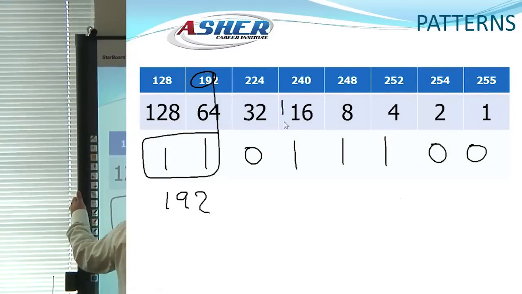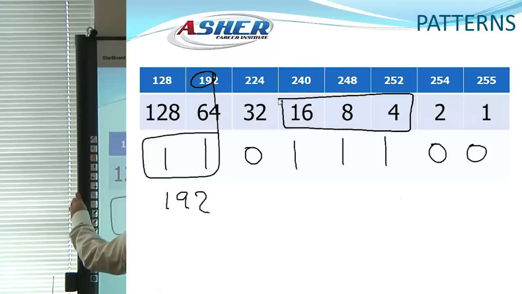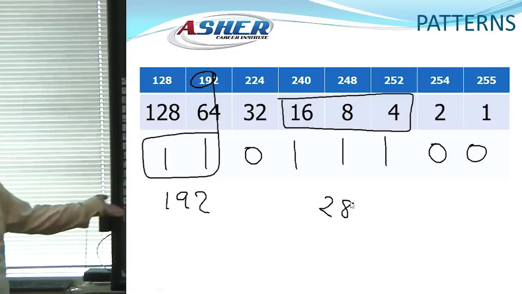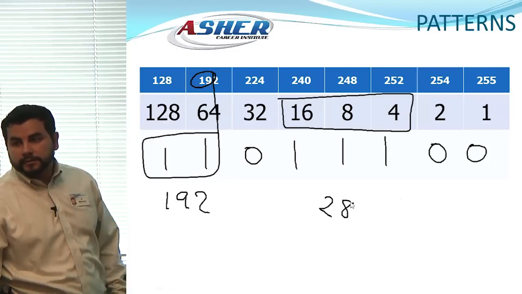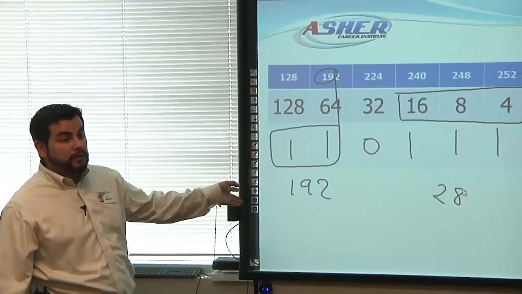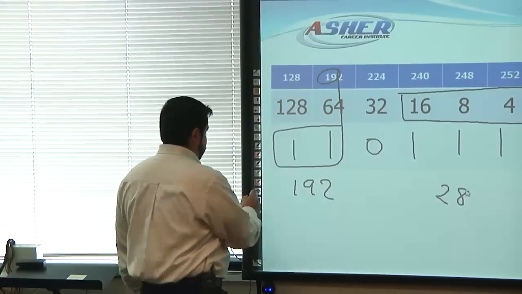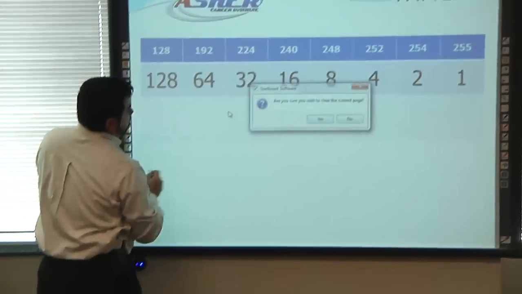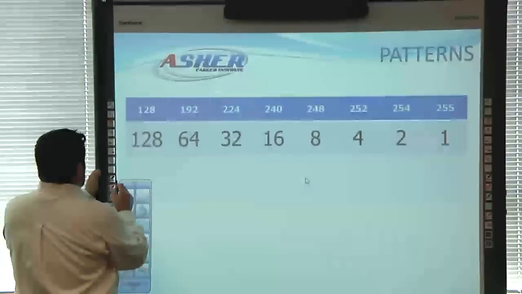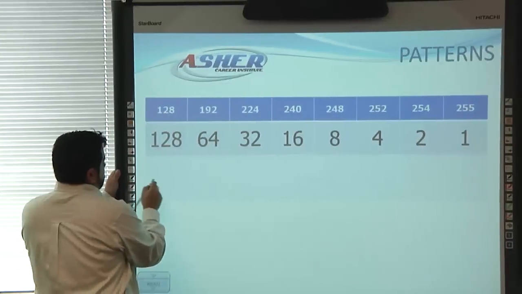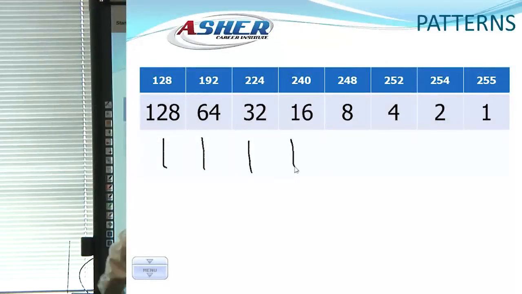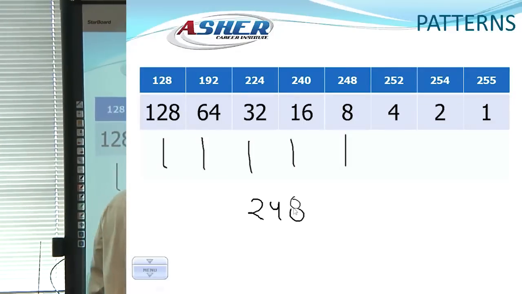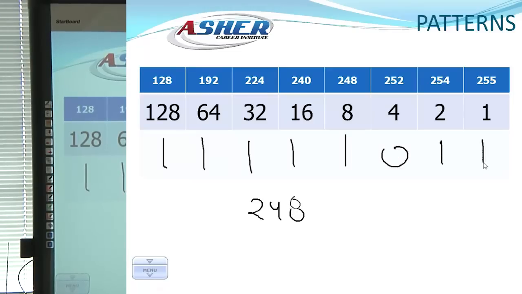And then what is this? This is 16 plus 8 plus 4. 16, 28. What's that? 28? So 192 plus 28 will give me the correct answer. Okay? And that's what I was saying earlier. So, I think I have an easier way. Let's see here. Edit, clear. Okay. All right, so if I had this, we know that that is what? 248. And what if I had this? What does that equal right there?